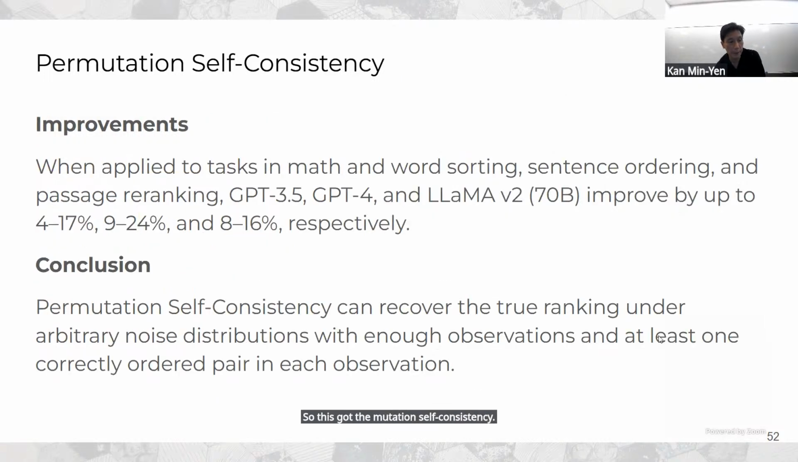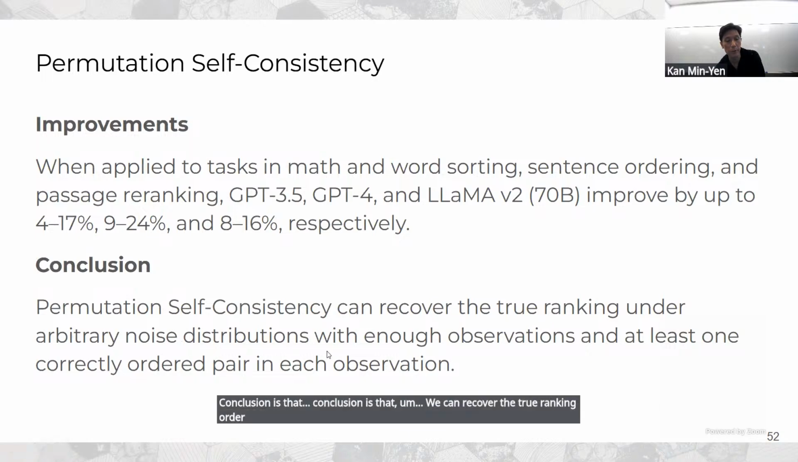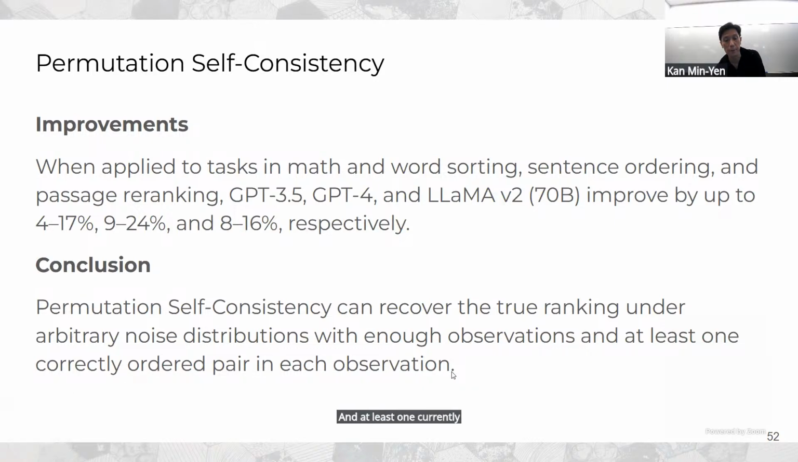And these are the improvements. Conclusion is that we can recover the true ranking order under arbitrary noise distributions with enough observations and at least one correctly ordered pair in each observation. You only need one correctly ordered pair for it to be able to find something to reorder it correctly.